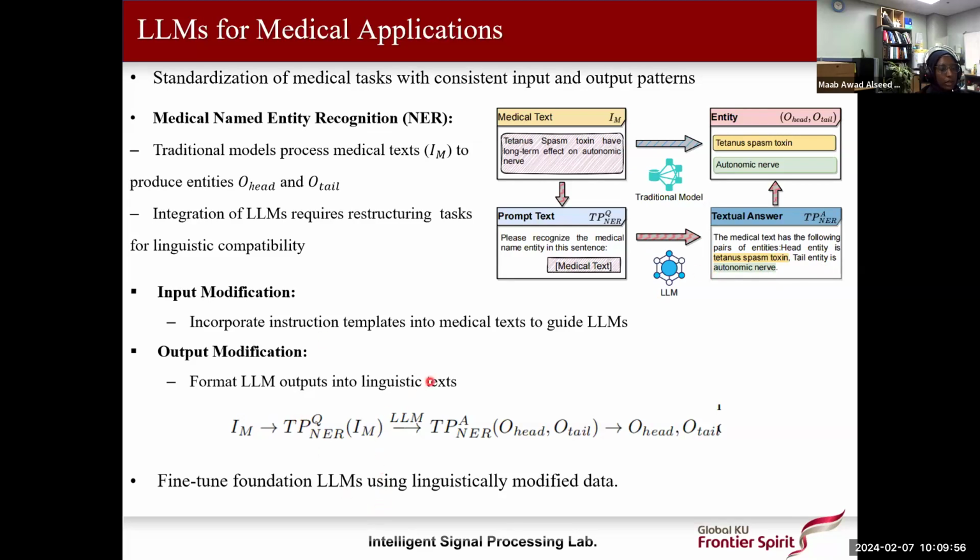So for each dataset, or for each downstream task or medical task we need to apply using the large language model, first we need to restructure the input and the output. Then we use the large language model to fine-tune with this modified dataset.